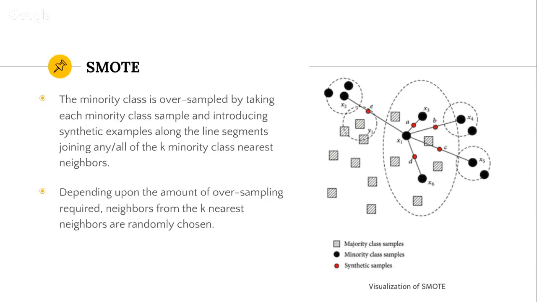So the minority class is oversampled by taking each minority class sample and introducing synthetic examples along the line segments joining the k nearest neighbors. If we're looking at x1, it looks at its 5 nearest neighbors, which is the default. Depending on how much we want to oversample, let's say we want 100% more samples, then we would choose 1 nearest neighbor, and it would generate across just 1.